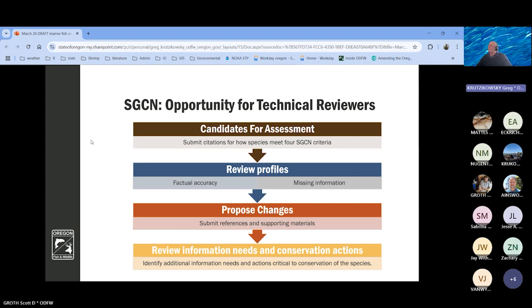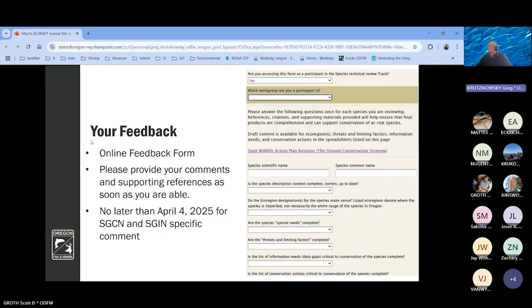Next slide, please. So this is the online feedback form and what it looks like. We would like you to provide your comments and supporting references as soon as you're able to do so, but no later than April 4th, 2025 for the SGCN and SGIN specific comments.